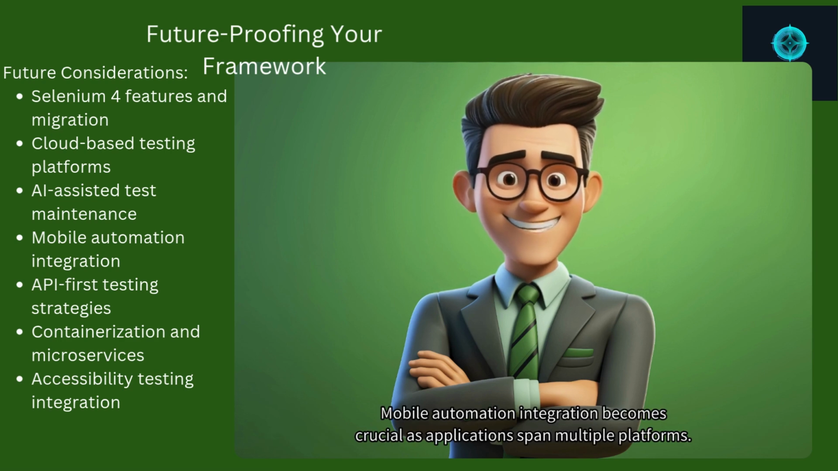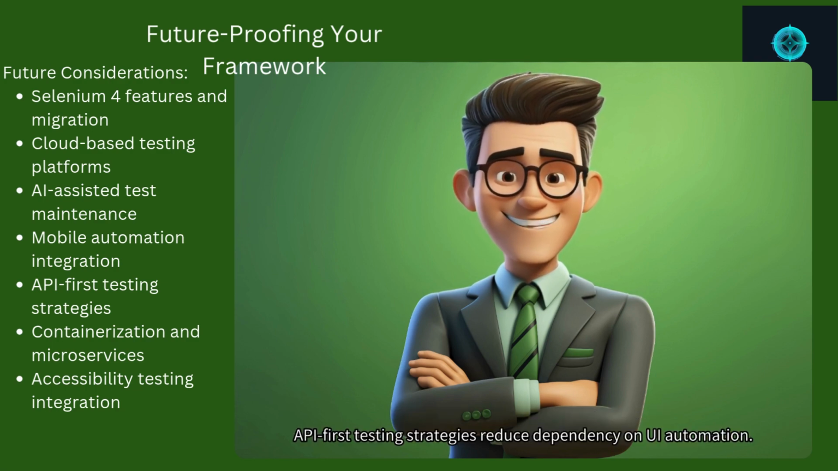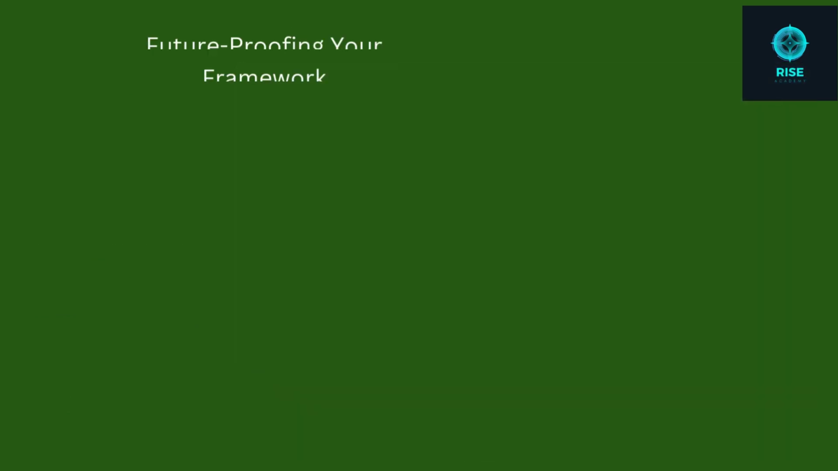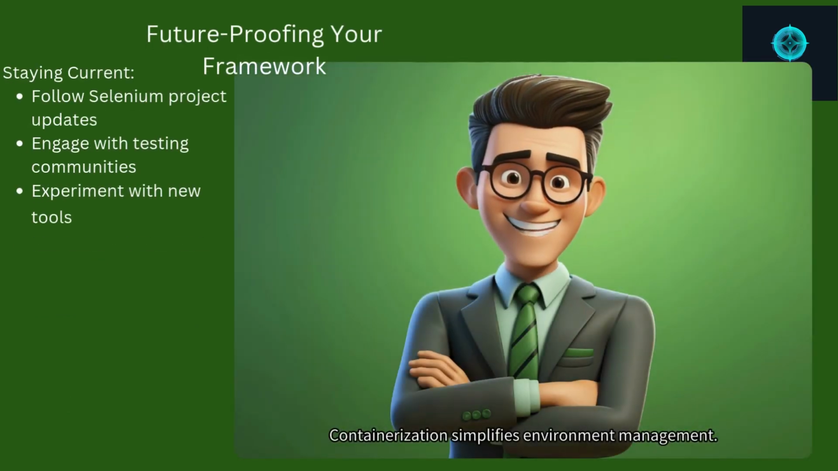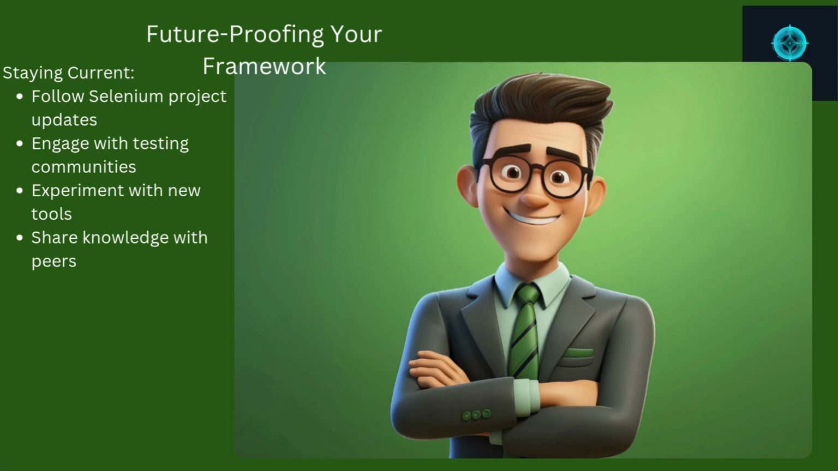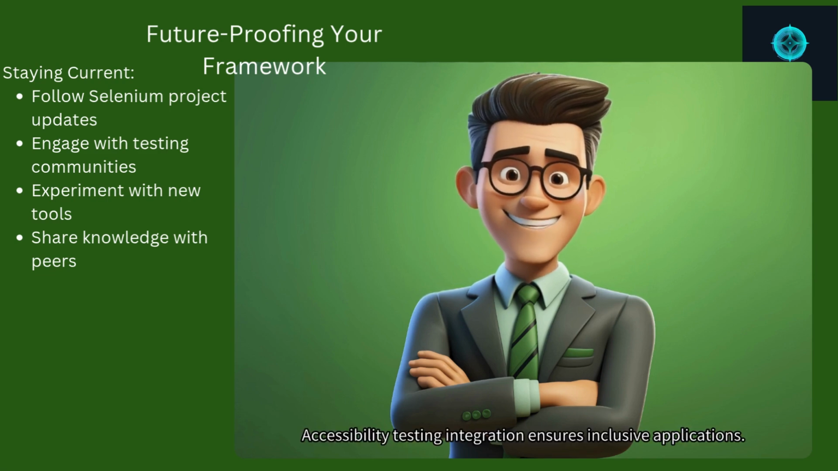Mobile automation integration becomes crucial as applications span multiple platforms. API-first testing strategies reduce dependency on UI automation. Containerization simplifies environment management. Accessibility testing integration ensures inclusive applications.